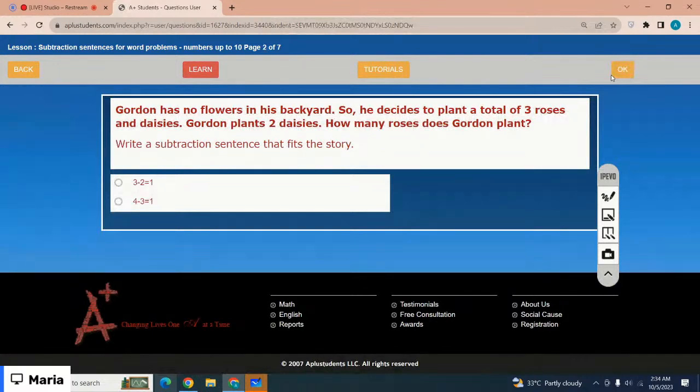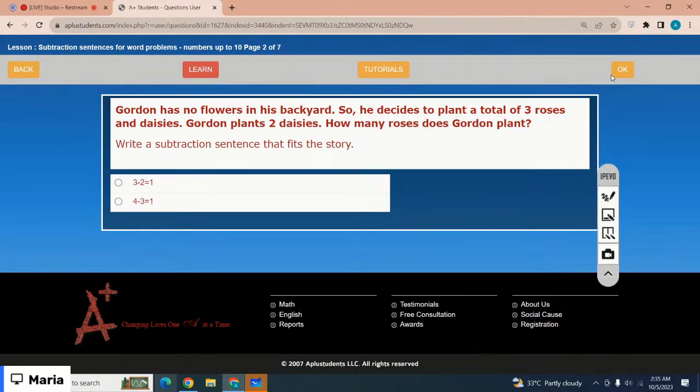Jordan has no flowers in his backyard. So he decided to plant a total of 3 roses and daisies. Jordan plants 2 daisies. How many roses does Jordan plant? Write a subtraction sentence that fits the story. Okay, you have to write the subtraction sentence.